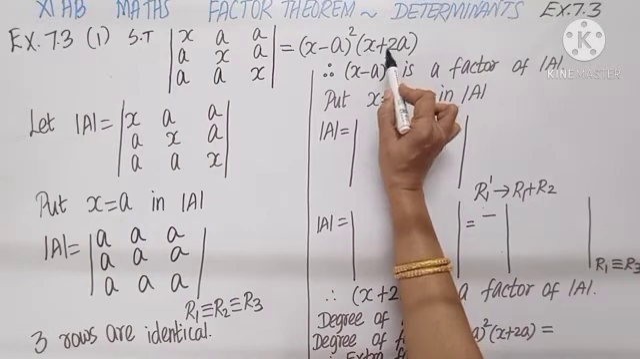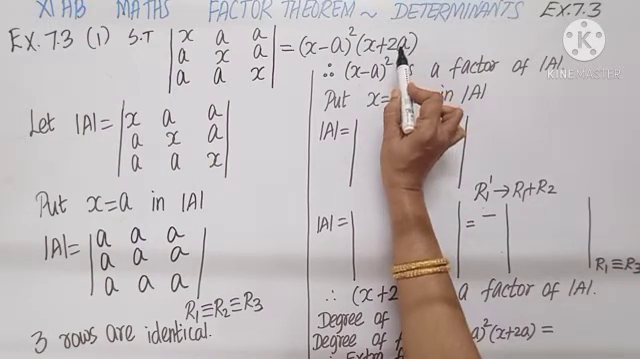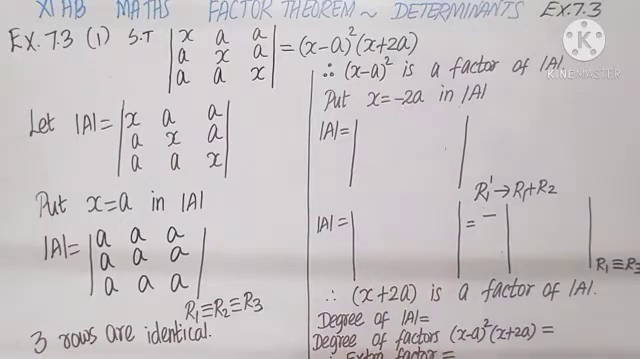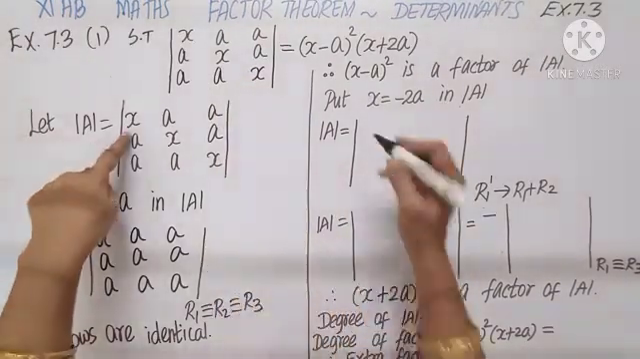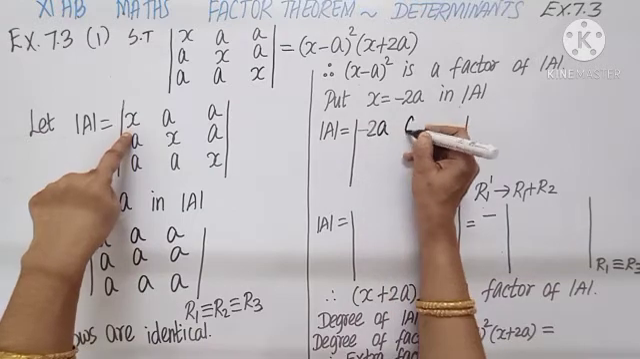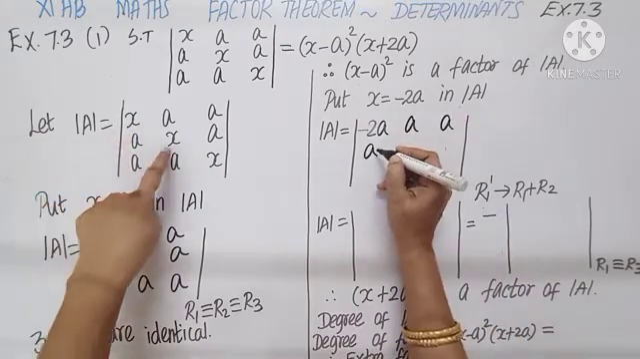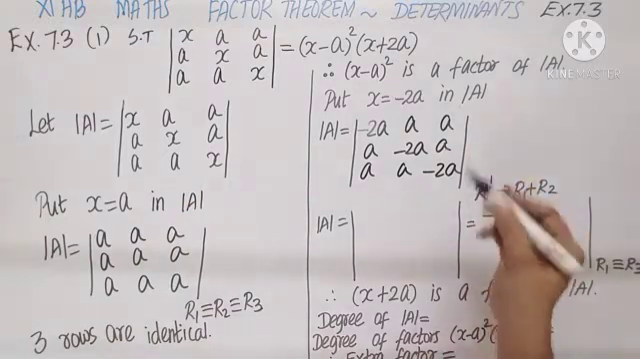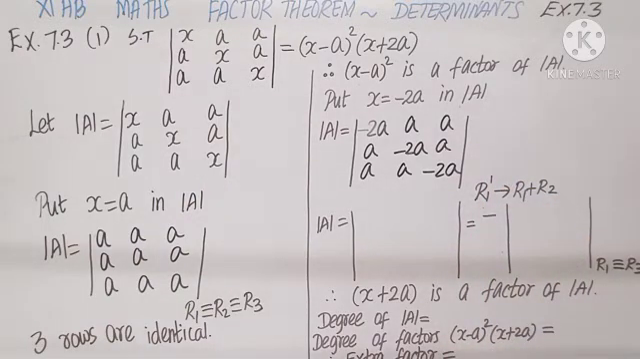If I put x plus 2a equal to 0, I get x is equal to minus 2a. So in the given determinant, wherever x comes, let us put minus 2a. The remaining terms copy as it is. As I check, any columns identical? No. Any rows identical? No. So we will try to make any 2 rows identical.